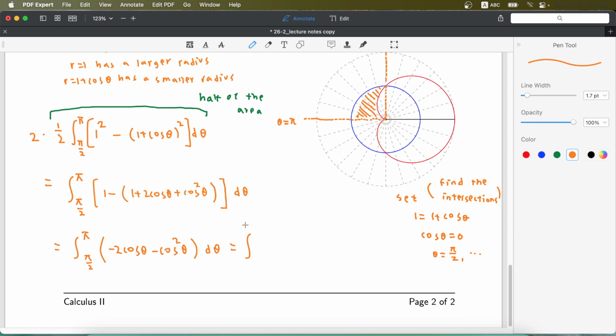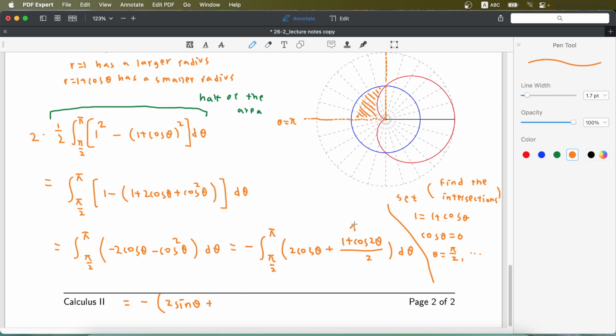So how about this? Let's pull this negative sign out. I don't want this negative sign to mess up my calculation. So that's pi over 2 to pi. We have 2 cosine theta, and this should be 1 plus cosine 2 theta over 2. Let's finish it right here. So let me integrate this. The integral of cosine is sine, so I have 2 sine theta.